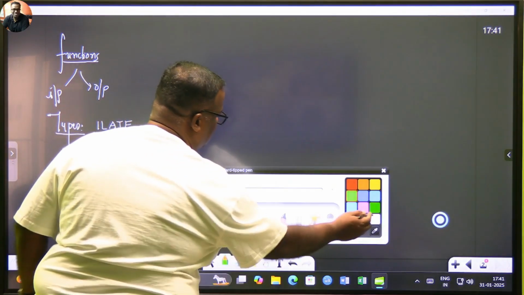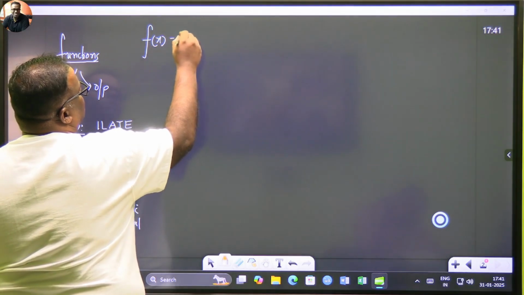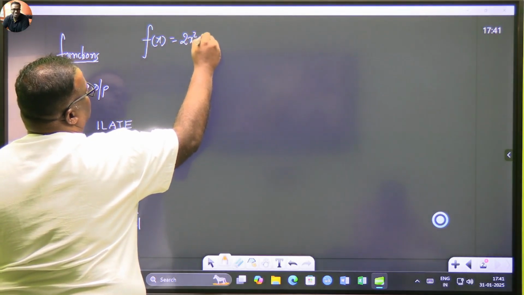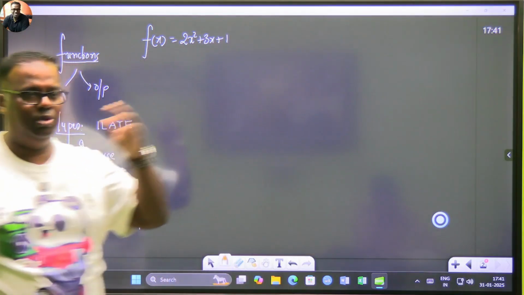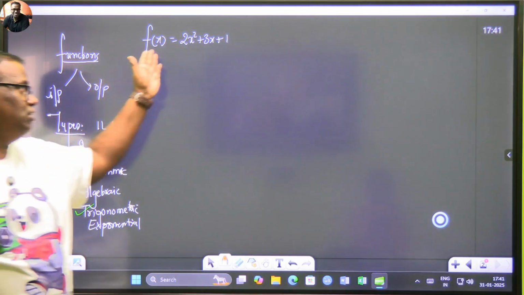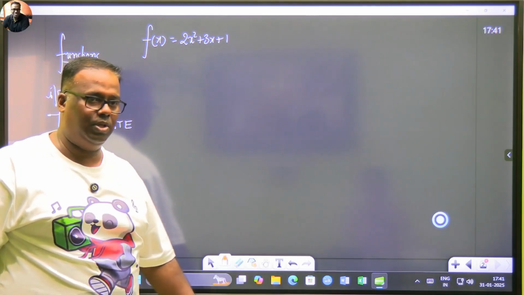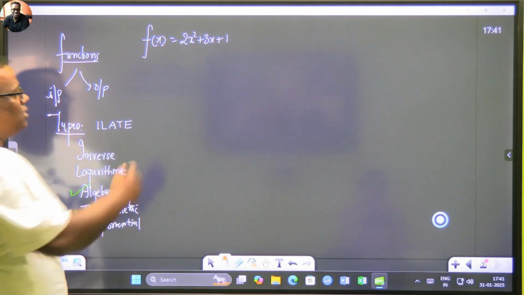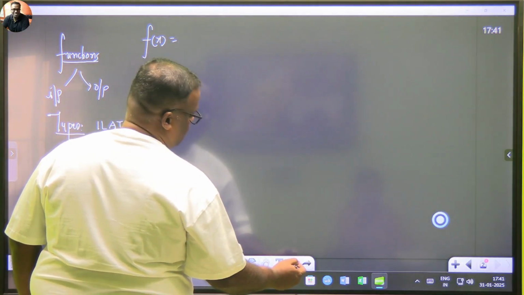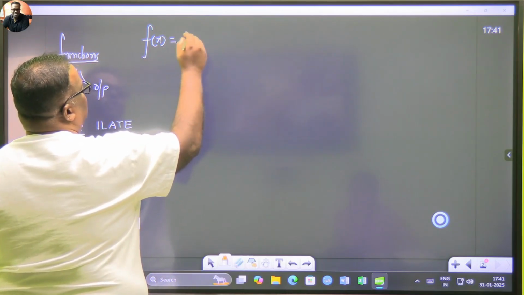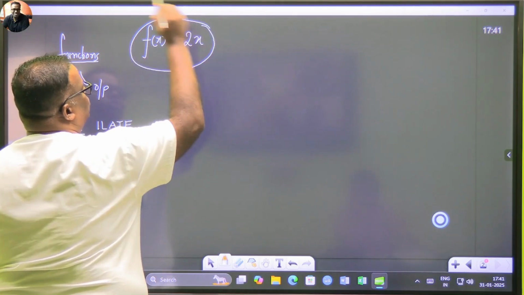An algebraic function will be a function in the form of an algebraic expression, like f of x is equal to 2x squared plus 3x plus 1. Is it an algebraic function? Yes, it's an algebraic function. Any function which is shown in an algebraic expression format is an algebraic function. Now, let's go with some easy examples of functions. Let's say f of x is equal to 2x, our very sweet little function.